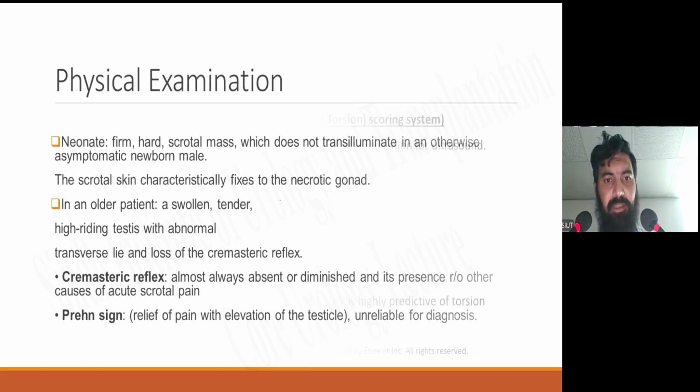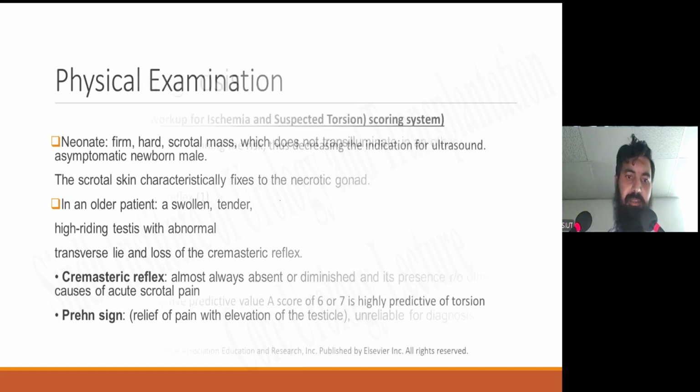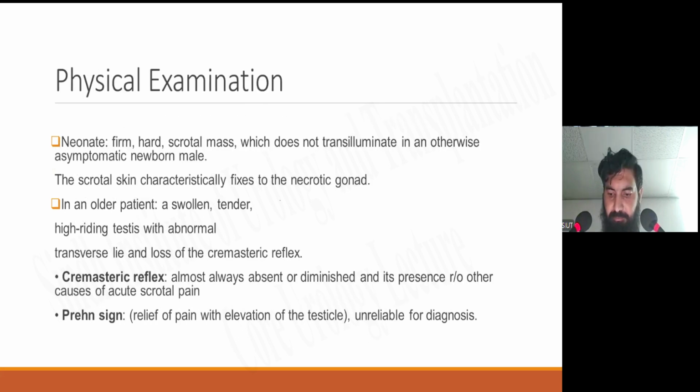What do we call this absent cremasteric reflex? This is again a sign. Basically, this sign can be elicited by stroking the finger along the side of the thigh, and as a result there will be upward elevation of the testis. So this sign will be absent in case of this. It is the genitofemoral nerve.